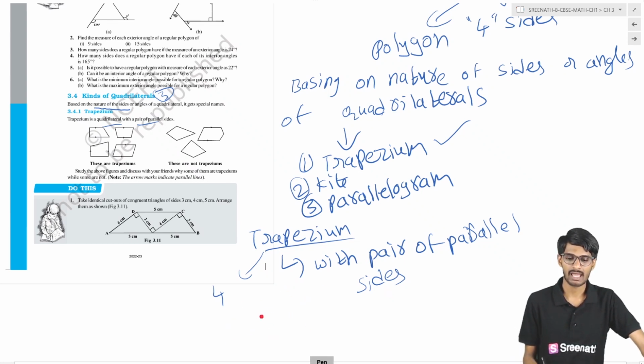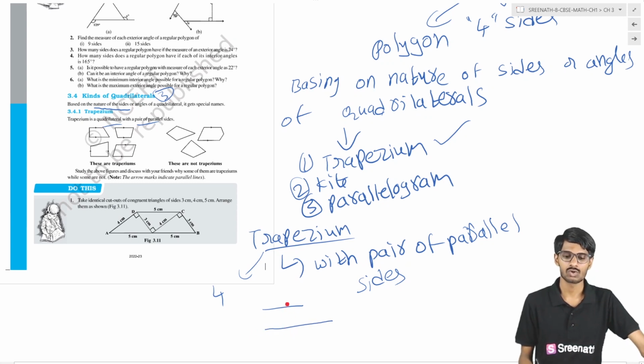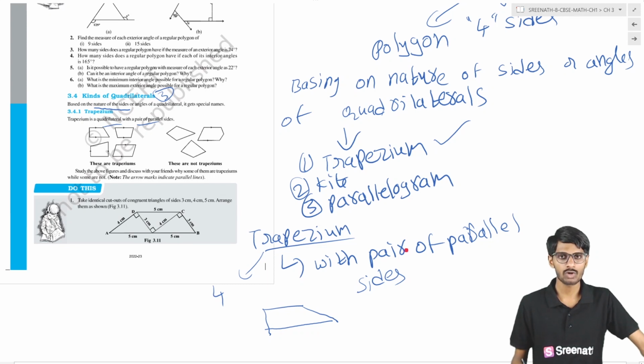So out of 4 sides we have a pair of parallel sides, which means these 2 are the parallel sides, no? So these 2 are parallel sides and the remaining 2 are not parallel. Only 2 are parallel sides. A pair of parallel sides means there are 2 sides that are parallel. So this side is parallel. This is one type of trapezium. Okay, students, and another type is like that.